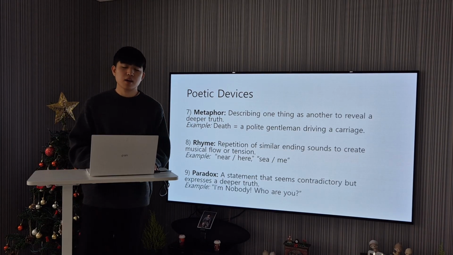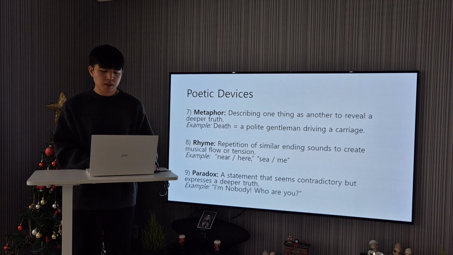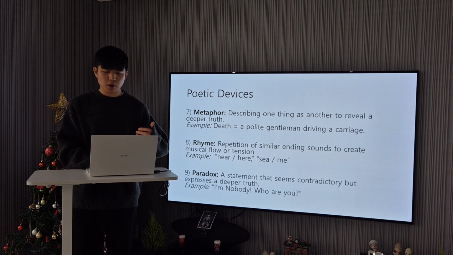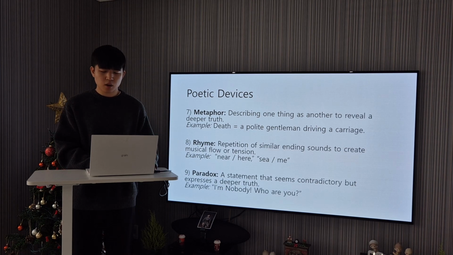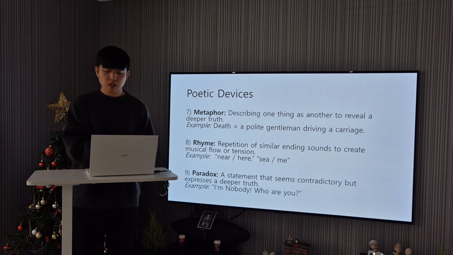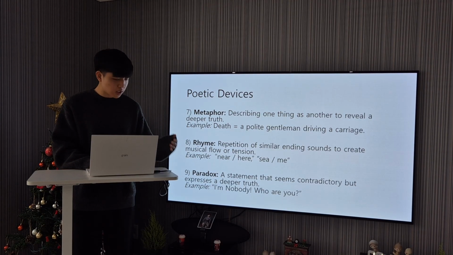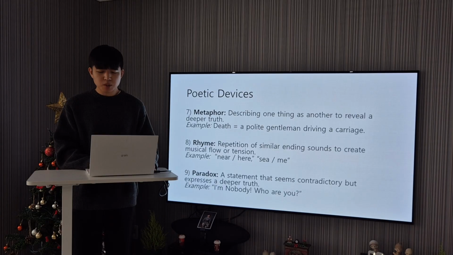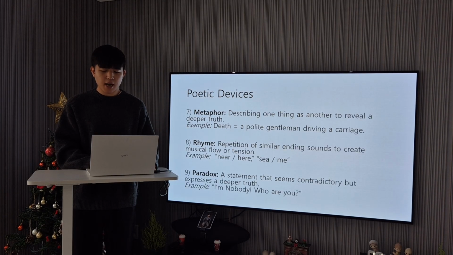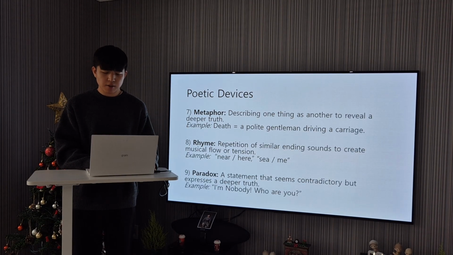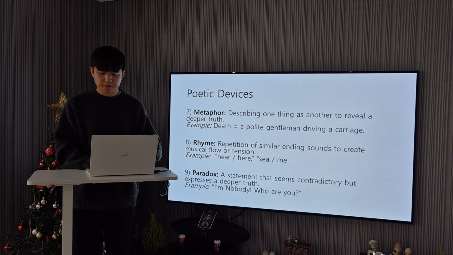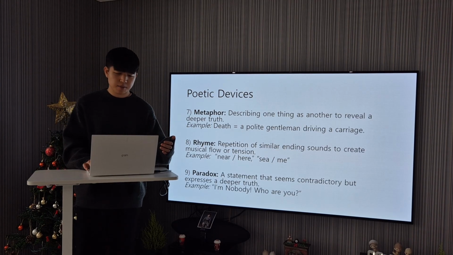And finally, paradox. A paradox is a statement that seems impossible or contradictory at first, but actually expresses a deeper truth when you think about it. One of Dickinson's clearest examples is the line, I'm nobody, who are you? Calling yourself nobody sounds contradictory. I mean, how can being nobody be an identity, right? But in Dickinson's poem, being nobody becomes a way of rejecting society's pressure and embracing a private, authentic self. So the contradiction actually reveals a powerful idea.